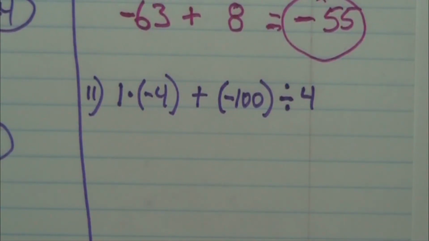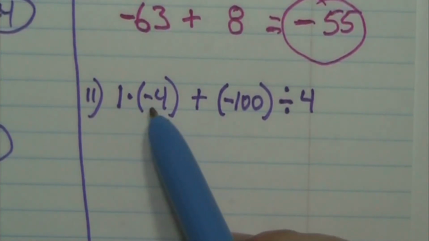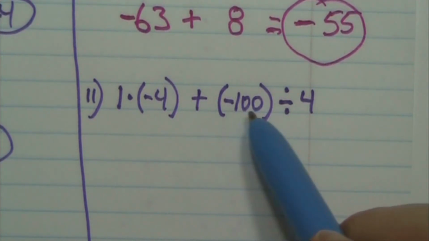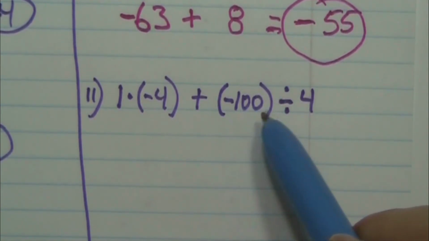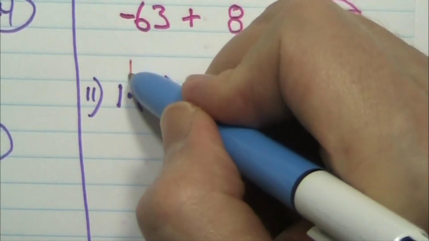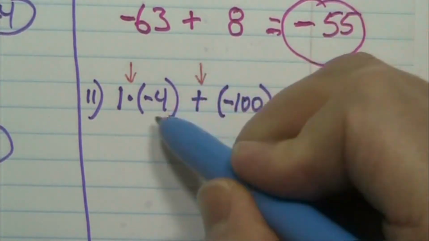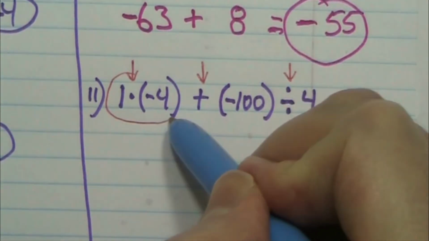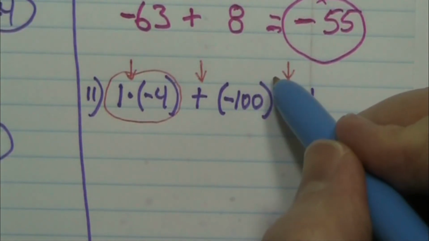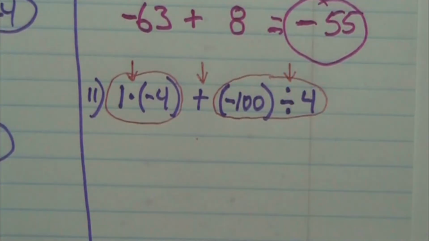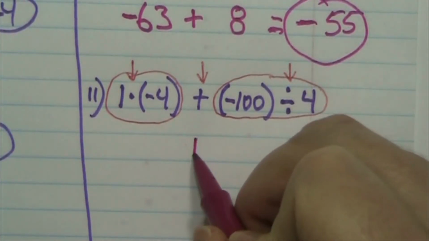Okay, last problem. 1 times negative 4 plus negative 100 divided by 4. Okay, so let's see. This is an operation. This is an operation. This is times. This is adding. And this is division. Let's do the times first. We can do the division next. And then we'll do the adding. All right? So the adding will be the last thing we do.